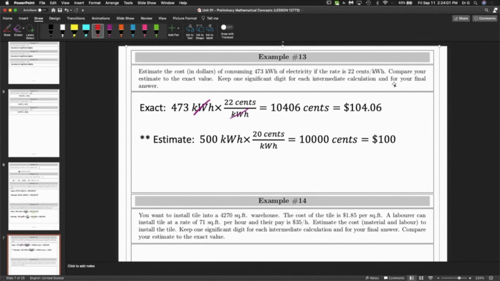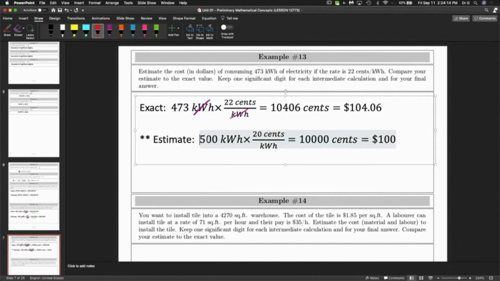Okay, so in this question it says keep one significant digit in your intermediate calculation. So this 473 is exact. I need to loosen that up a bit, so I'm going to get it to one significant digit, which is 500, because these zeros here are not significant. This 22, I need to make it less significant. So I make it 20, because 20 is only one significant digit, because the 0 does not count as significant. And then I just use those numbers to proceed with the calculation.